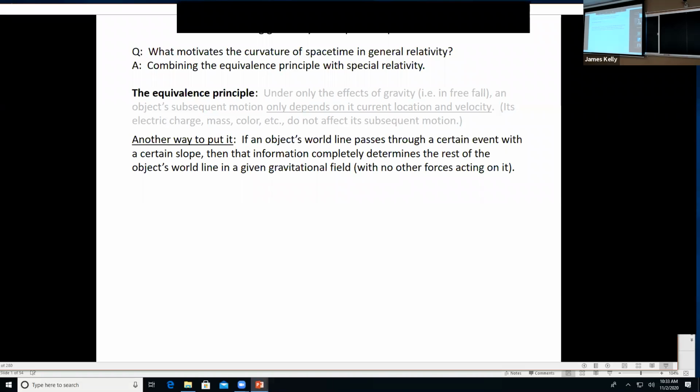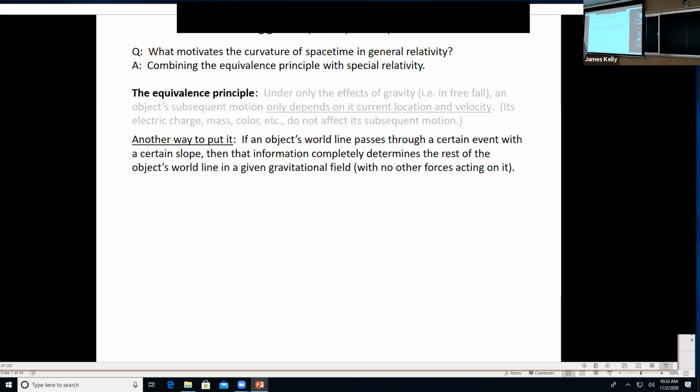Okay, so another way to put this is an object's world line. Remember, the world line is, in the space-time diagram, how the object is moving around in space as time goes on. If it passes through a certain event with a certain slope, remember in our space-time diagrams, the slope represented how fast it was going, at least from a certain person's point of view. A vertical line meant at rest. That was from a certain IRS point of view, right? And the more it was sloping, the faster it was going from that person's point of view, right? That was a faster speed in the space-time diagram.